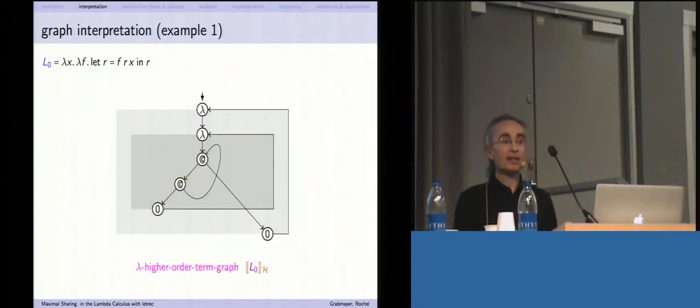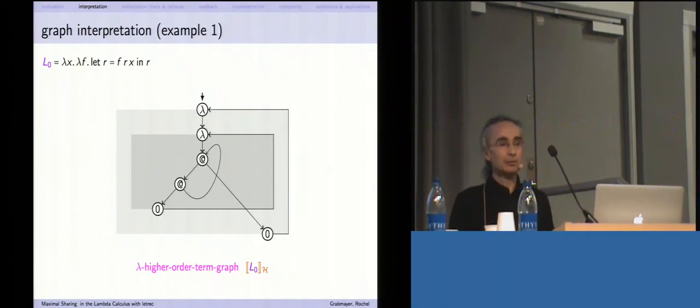What we have obtained here is a higher order term graph. It's a first order term graph with an additional structure, and the additional structures are the scope sets. So this is the first part of our interpretation, namely a higher order term graph. And now this is actually adequate.